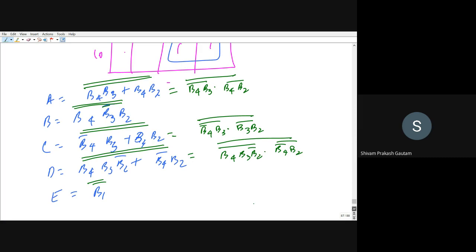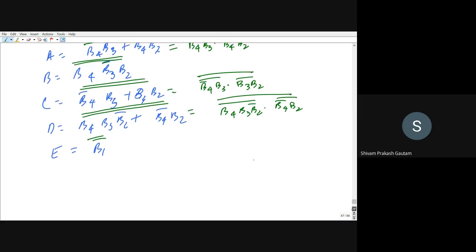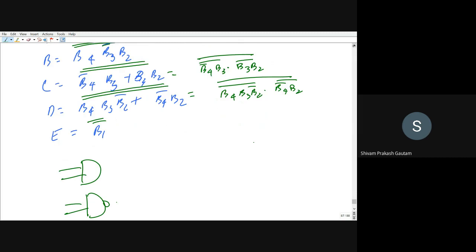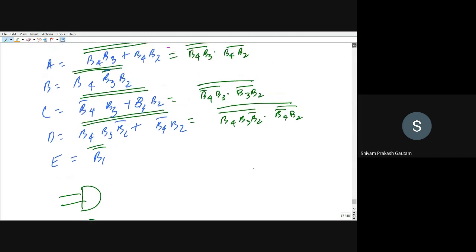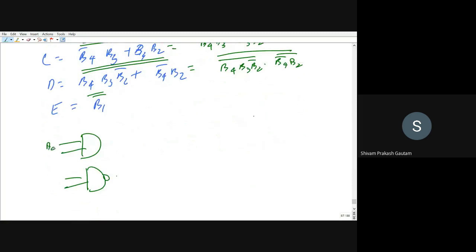Okay. Now we can first solve for A. So 2 NAND logic will be there. So here you can see what is the input. B4 B3, B4 B2. This will be A.